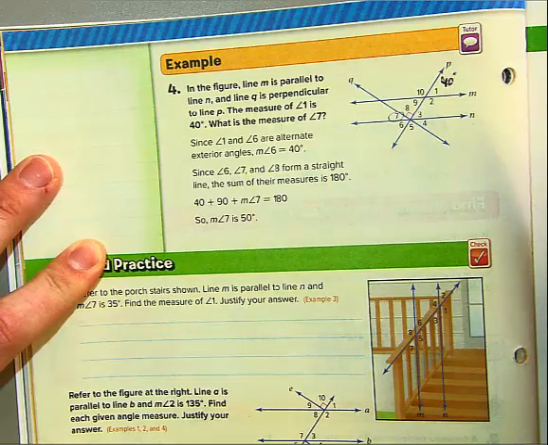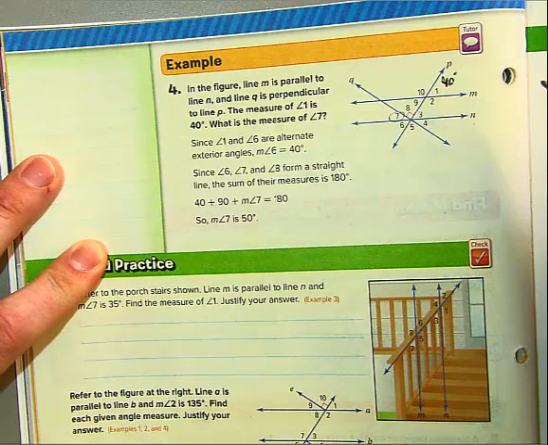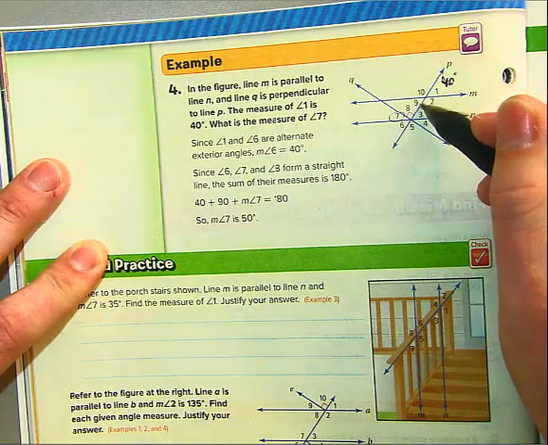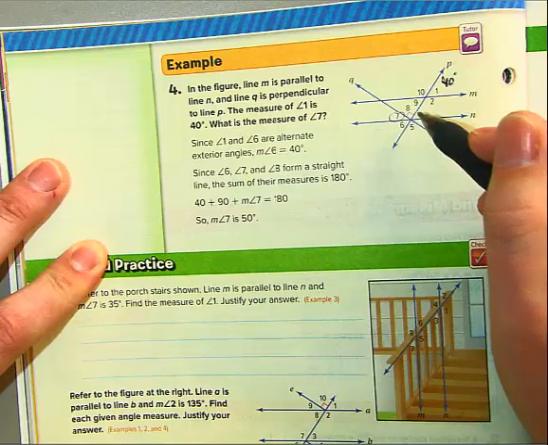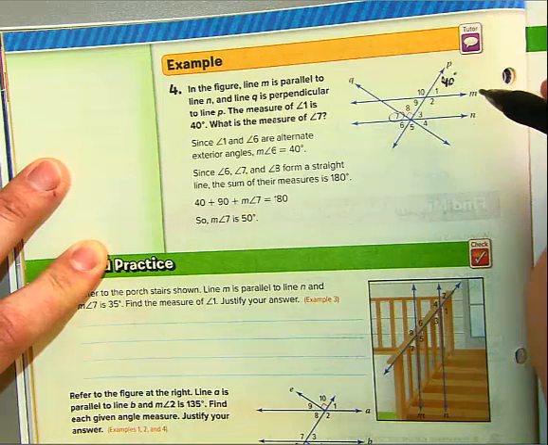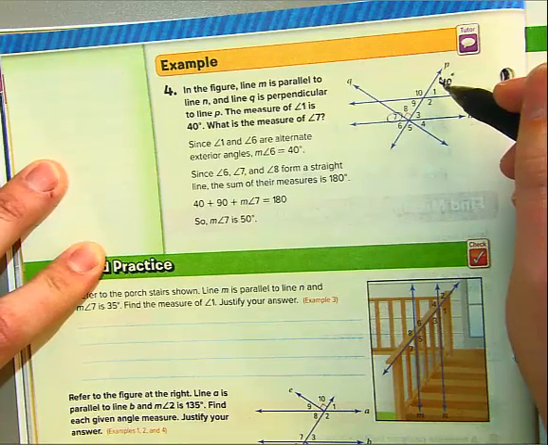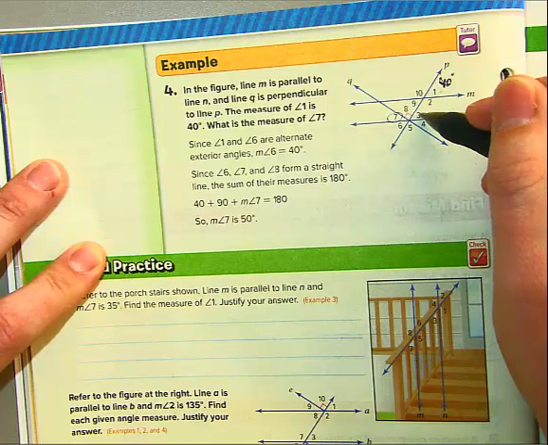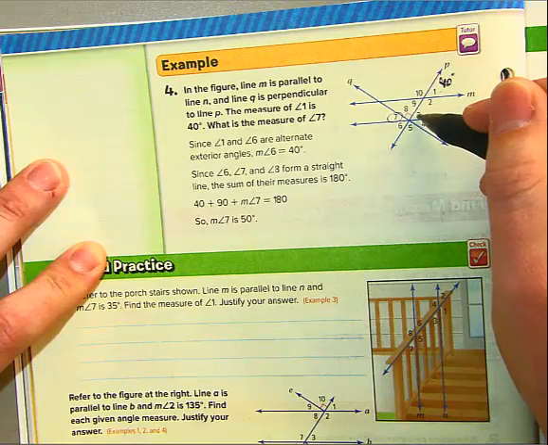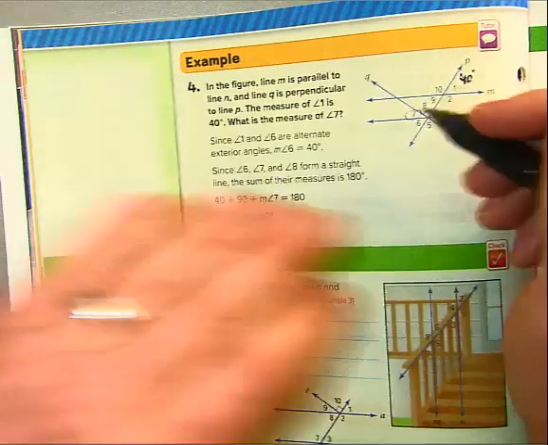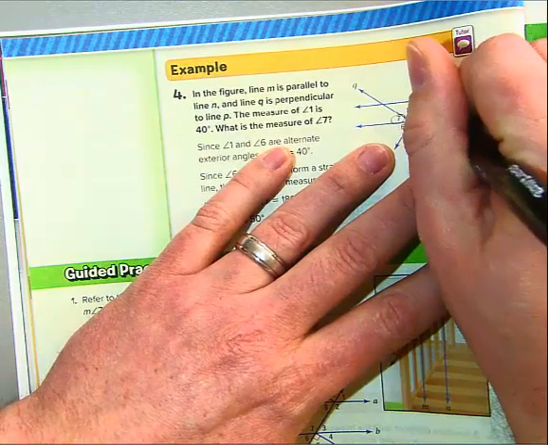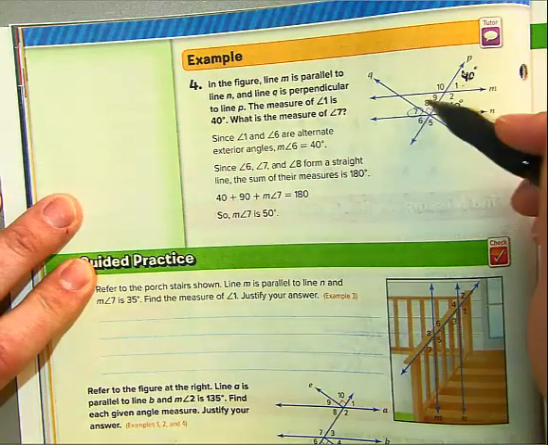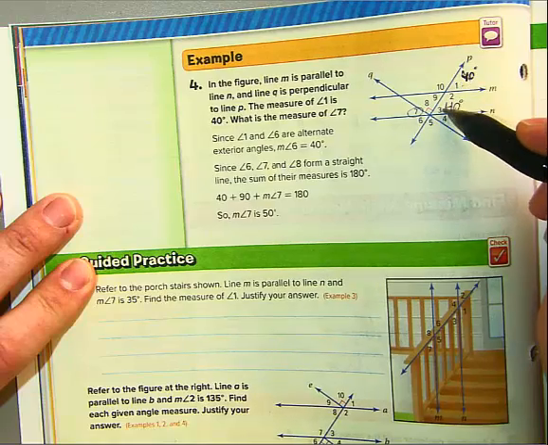Well, this is a whole lot of tricky, but you just got to follow the steps, all right? What we see here is that this transversal cuts through here, which means that angle 1 corresponds to angle 3, okay? Notice, kind of up and to the right, up and to the right. So angle 3 is also 40 degrees, okay? Now don't let the rest of the stuff scare you. You know that's 40, so you know that's 40.